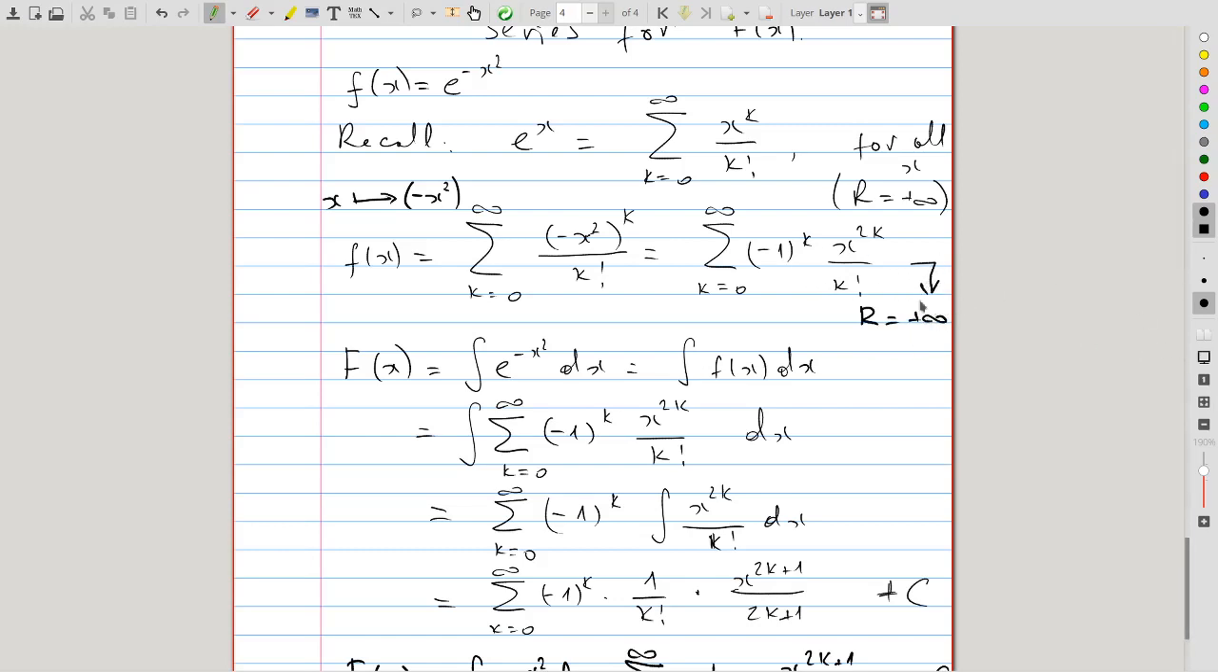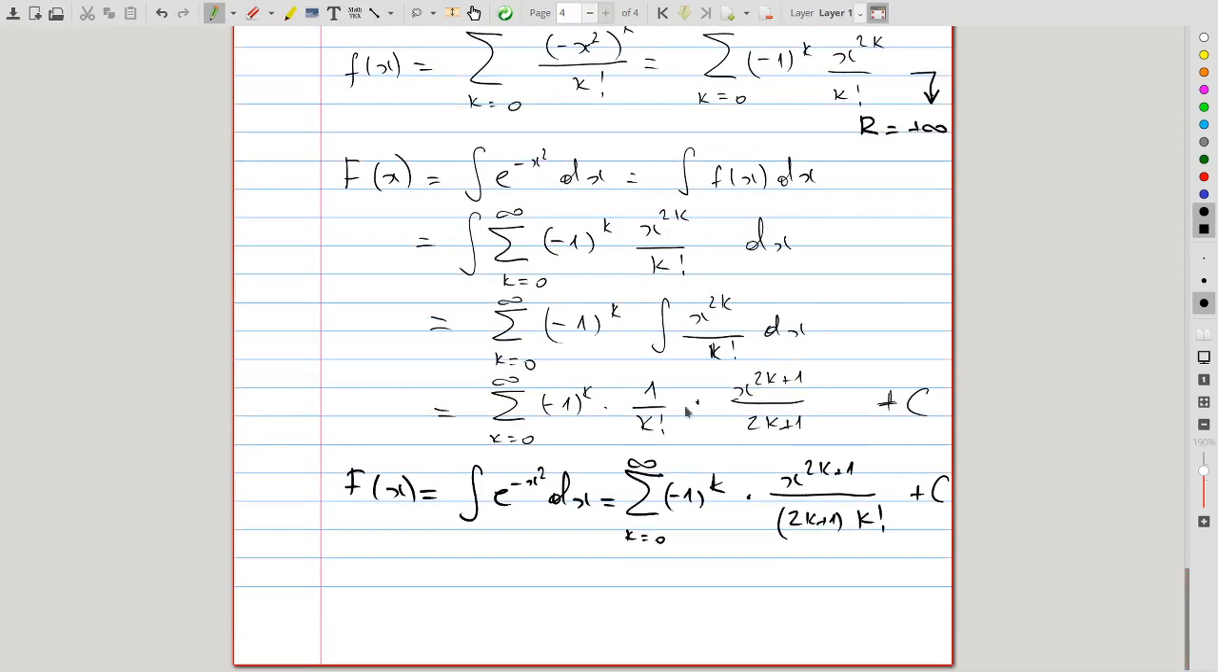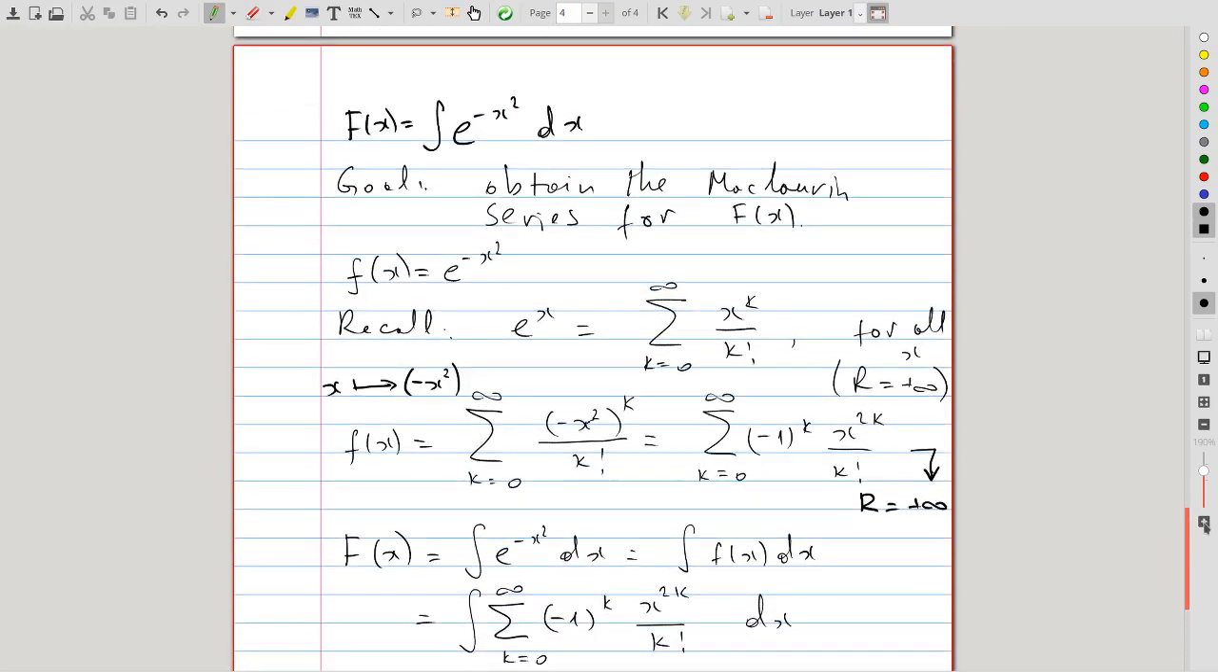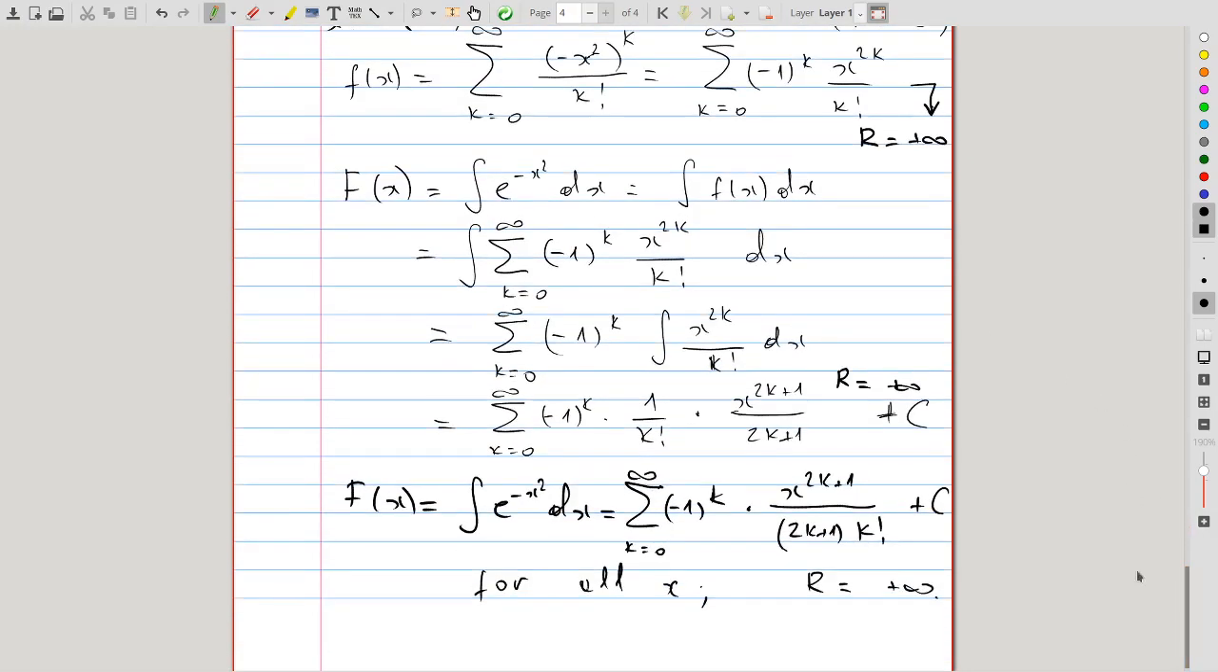And so once you integrate a power series that has infinite radius of convergence, you still get something that has infinite radius of convergence. And so this representation that we obtained holds for all values of x. In other words, the radius of convergence is still infinite. And so in this case, the ability to represent functions by power series gave us the additional flexibility which enabled us to express this antiderivative by power series.